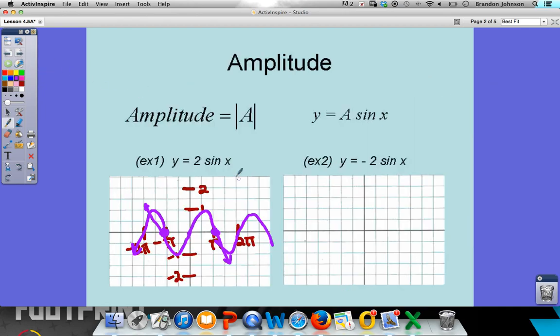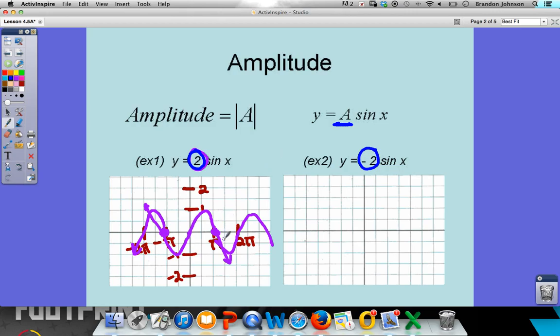Now, on this specific one with amplitude, you'll notice that the 2 is in front of the sine graph. Anytime the 2 is in front, that stands for our amplitude. This is -2, this is the same way. So any number that's in front of that sine function is what will push it up and down.